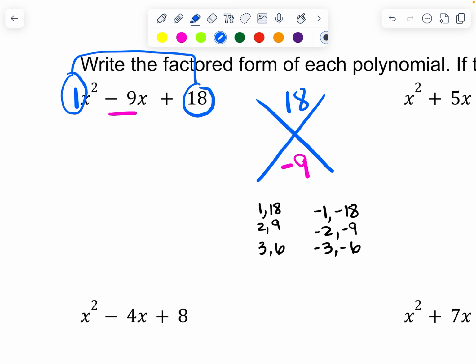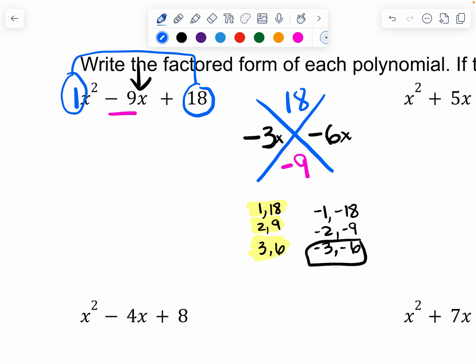If I look at this, I'll do this color. If I add that, that's going to get me 19. If I add this, I'm going to get 11. If I add this, I get positive 9, but I want negative 9. So if I come over here, these two right here would get me negative 9. So I'm going to put negative 3 and negative 6. Now, I'm going to put an X on those, just so that you can see this.